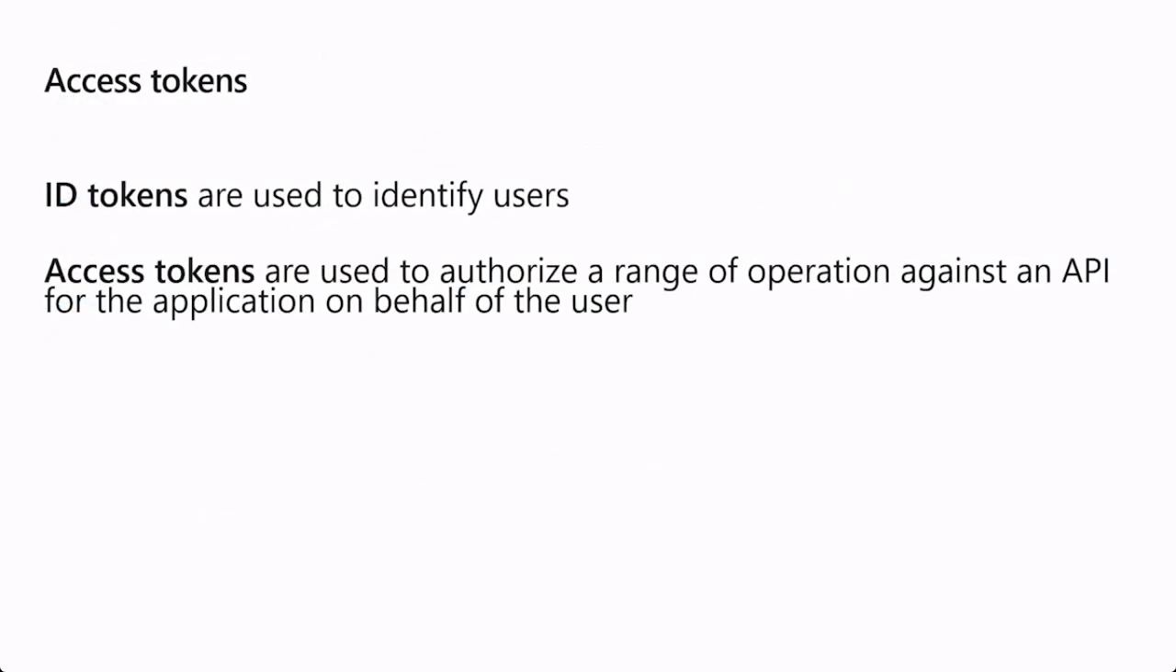The second type of token you have is the access token. So access tokens enable clients to securely call your APIs, which are protected by Azure AD. So applications should never inspect or validate an access token. Access tokens must only be passed to the API. Now access tokens are created based on the audience of the token, meaning the API that owns the scopes in that token. So the first token we saw is the ID token, which is used to identify the users. And the second token we have is the access token, used to authorize the different operations against an API for an application on behalf of that user.